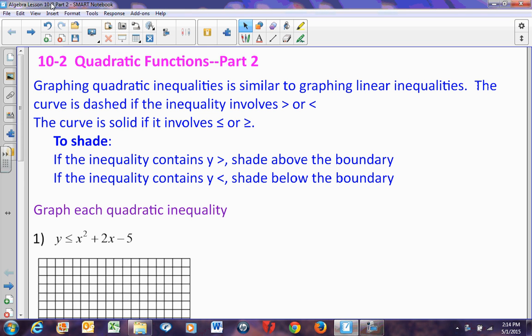This is Algebra Lesson 10-2, Quadratic Functions Part 2. Essentially, this is all about quadratic inequalities. Graphing a quadratic inequality is similar to graphing linear inequalities.